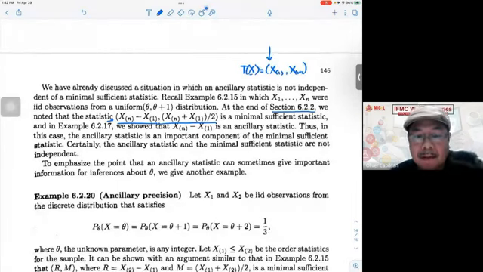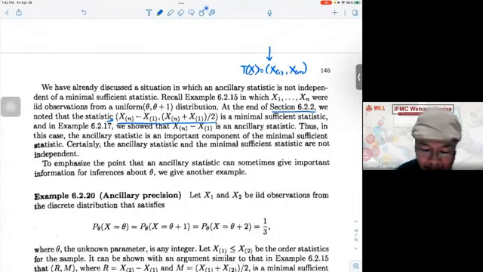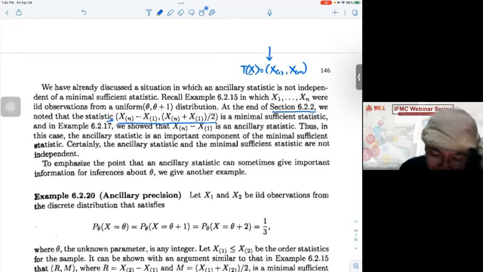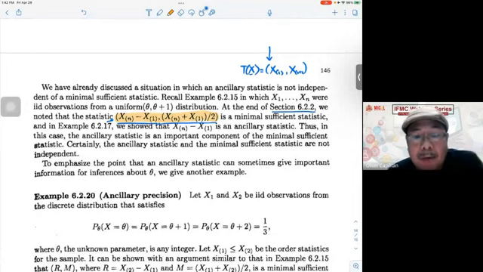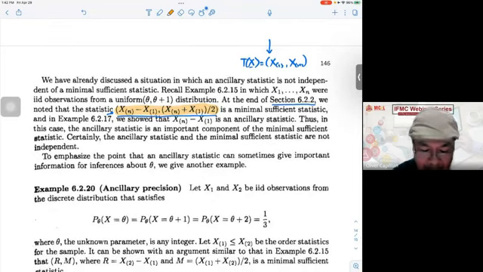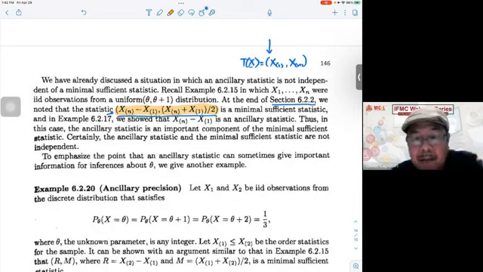I showed this before. And then we have shown that the range, in the location parameter family as well as in the scale parameter family, is an ancillary statistic. Take note that in this statistic, the range is a component of this minimal sufficient statistic. So what does this imply? Thus, in this case, the ancillary statistic is an important component of a minimal sufficient statistic.